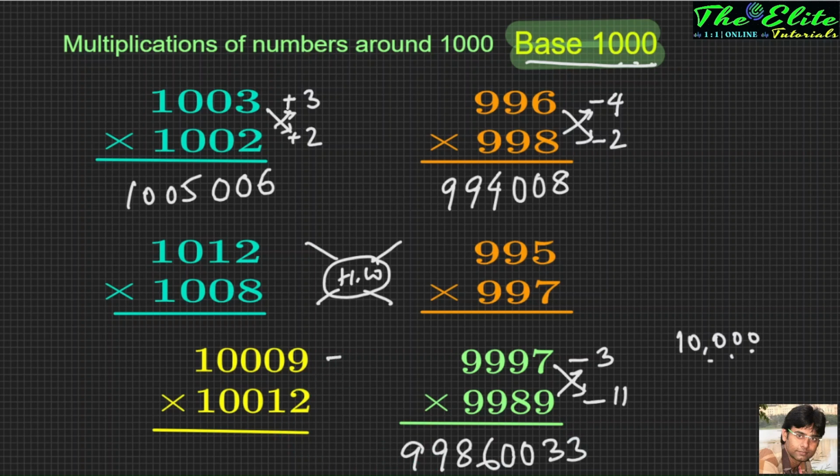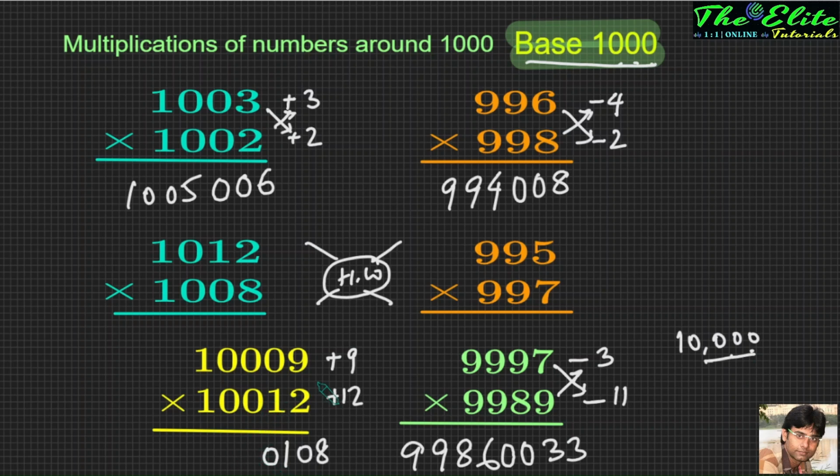Likewise, here we can see that this is 9 extra than 10,000 and this is 12 extra than 10,000. When we multiply 12 times 9, how much is it? Yes, 108. So it is 3 digits, but we have to use the product as 4 digits, so one extra digit needs to be filled with 0 here.